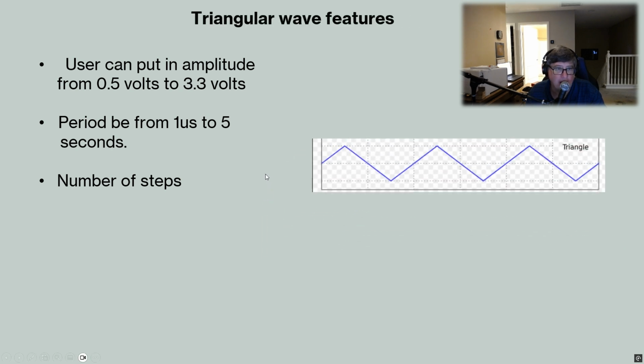Next, the triangular wave. Same thing. We want it to be able to start at 0.5 volts. There's a peak, and then there's a declining ramp right here of a slope. And we want the number of steps. So these are what the user should be able to put into the console.